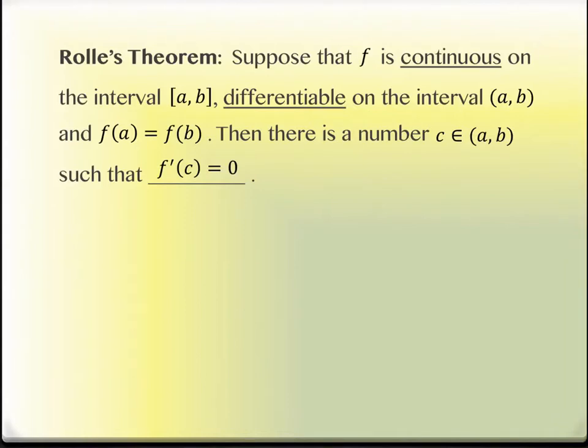So to start with, Rolle's theorem says, suppose that f is continuous on the closed interval [a, b] and differentiable on the open interval (a, b), and the endpoints match: f(a) is equal to f(b). Then there is a number c in between a and b such that f'(c) is equal to 0.